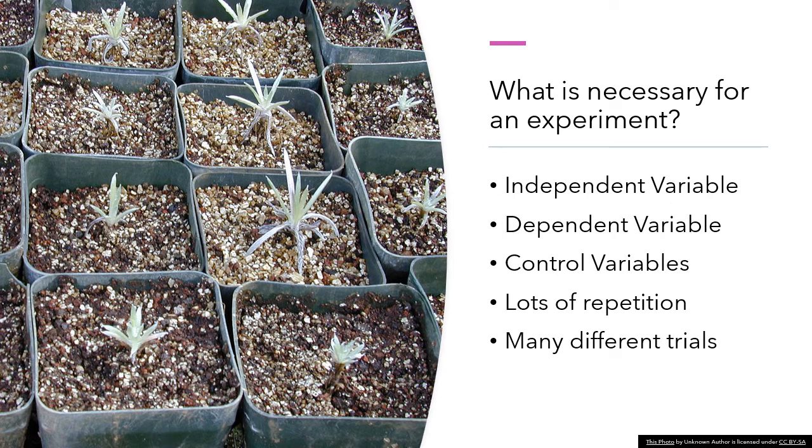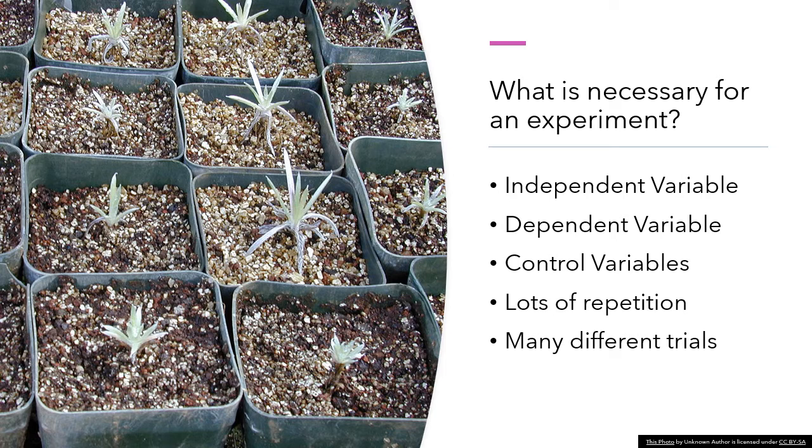Control variables, we would need to make sure we control the soil. We want to make sure we control the size of the box they're in, the species of plant, where the plant came from, how much water they're getting, how much sun they're getting. All those different things are control variables that we want to make sure we maintain. So that way we know that the independent variable, the one we're manipulating, is the one that's causing the change in the dependent variable.